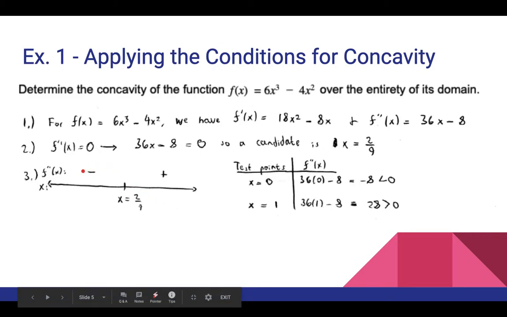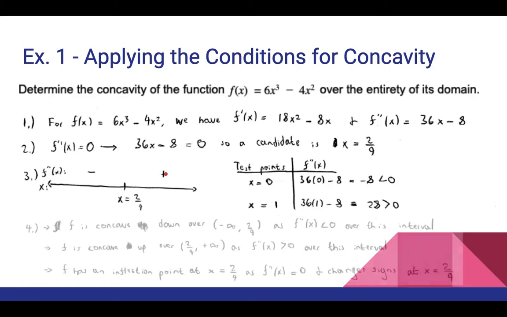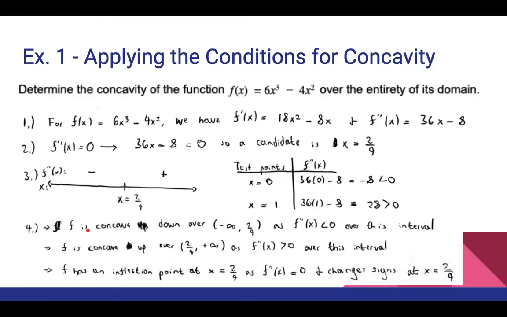This is signified right here by the negative sign for x less than 2/9 and the positive sign for x greater than 2/9. So what that indicates to us is that f is concave down from negative infinity to x equals 2/9 because our second derivative is less than 0 over this interval, while f is concave up from 2/9 to positive infinity as our second derivative is greater than 0 over this interval.